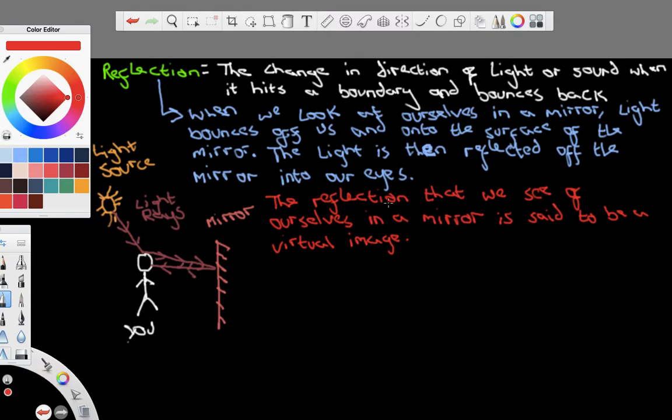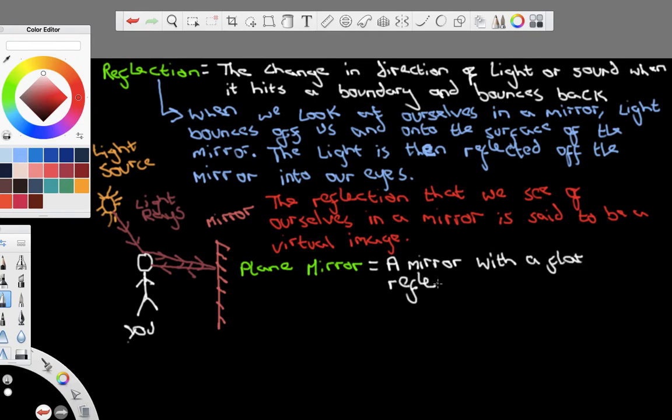Now, if a mirror has a flat reflective surface, it is said to be a plane mirror. So our next keyword is the word plane, that's P-L-A-N-E, mirror. Okay, a plane mirror. And we can define this as a mirror with a flat reflective surface. Don't spell surface with a V, do you? Surface.